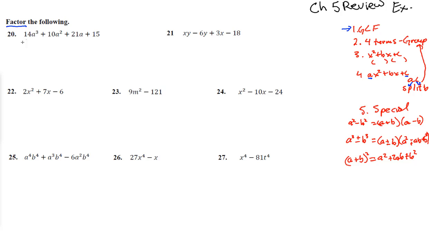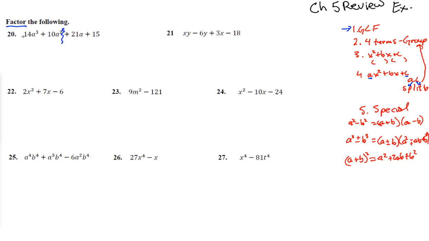So let's do it. Number 20, first let's pull out a greatest common factor if we can. Is there anything that goes into 14, 10, 21, and 15? I don't think there is. This only has 2's and 5's, and that only has a 3 and a 7. So we now have 1, 2, 3, 4 terms. So we are right here with method 2.